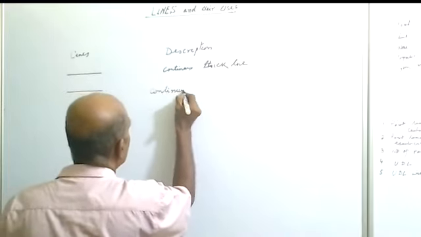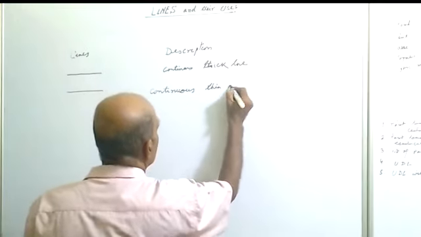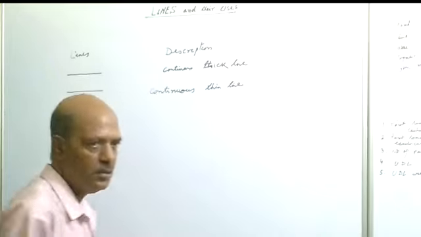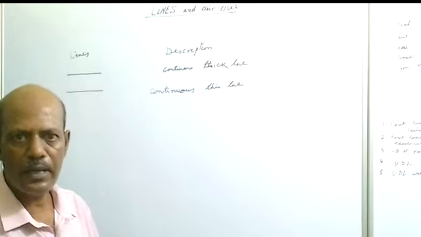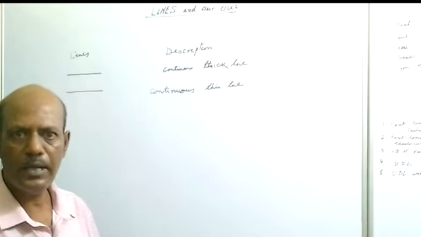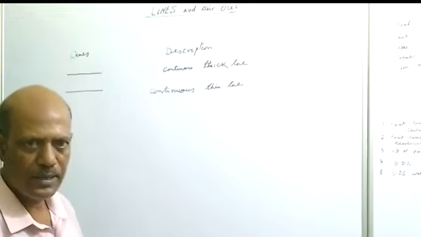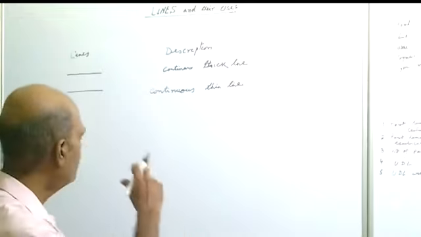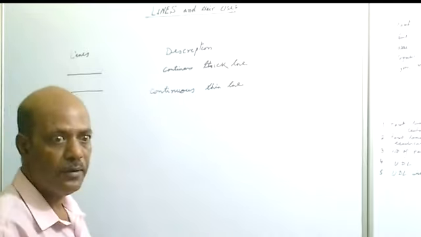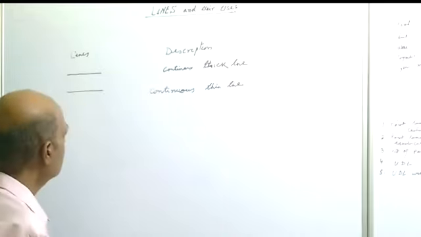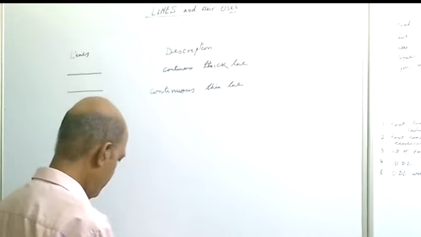Continuous thin line. This line is used in various places. We have seen it for dimension line, for extension line, for leader line, for drawing center line also. No, the center line is not continuous. So extension line, leader line, or dimension lines: these are the various places where the continuous thin line is used.